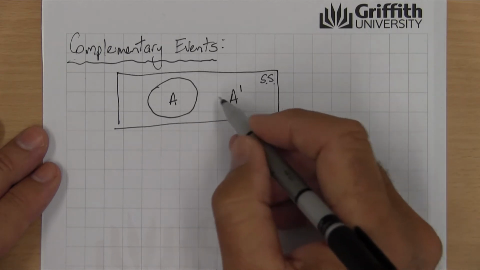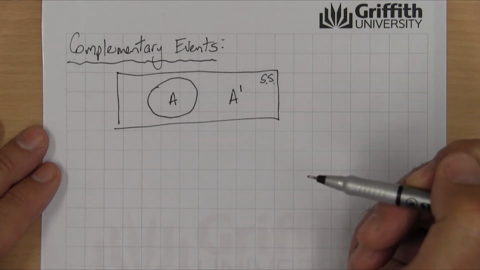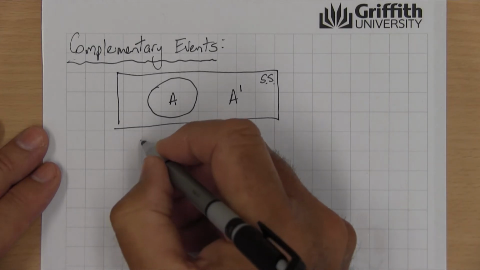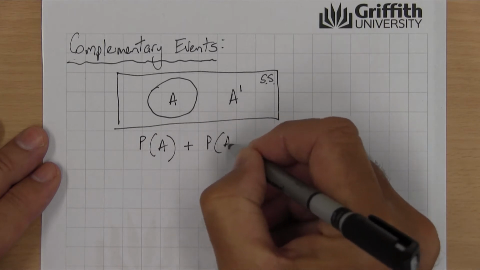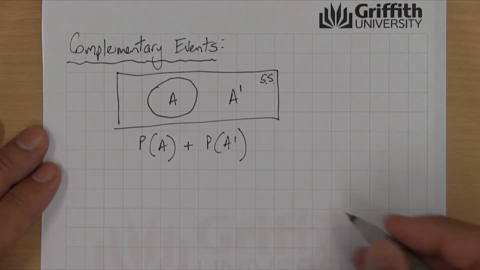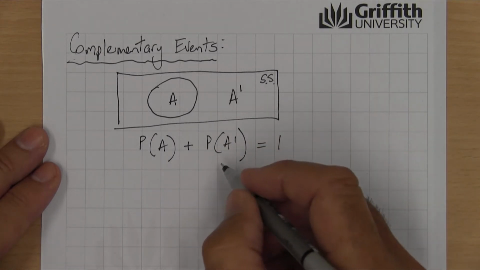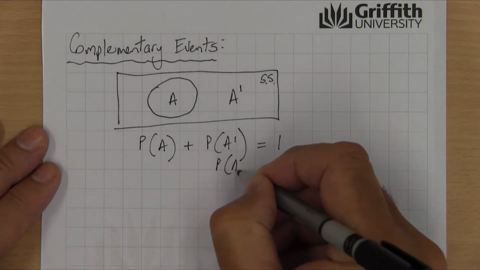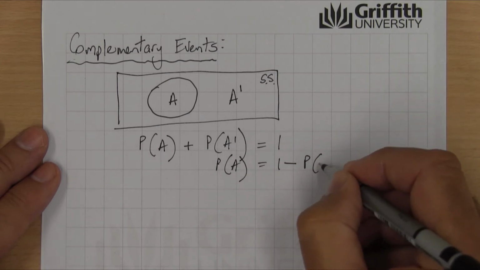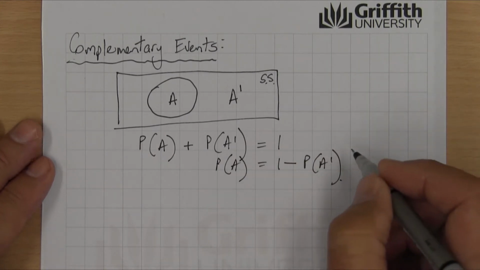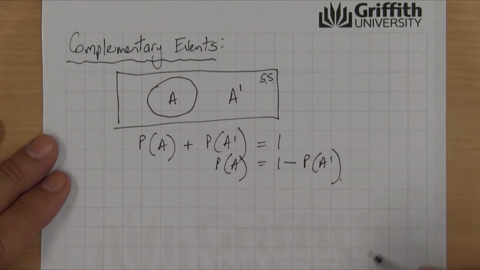So A and A dash are mutually exclusive, obviously, and A dash is the complement of A. Now, if we looked at the probability of A and added it to the probability of the complement of A, or A dash, that will always add up to 1. And we can rearrange that rule: the probability of A equals 1 minus the probability of A dash. That may come in handy, and it may be a quicker way of working out some probabilities.